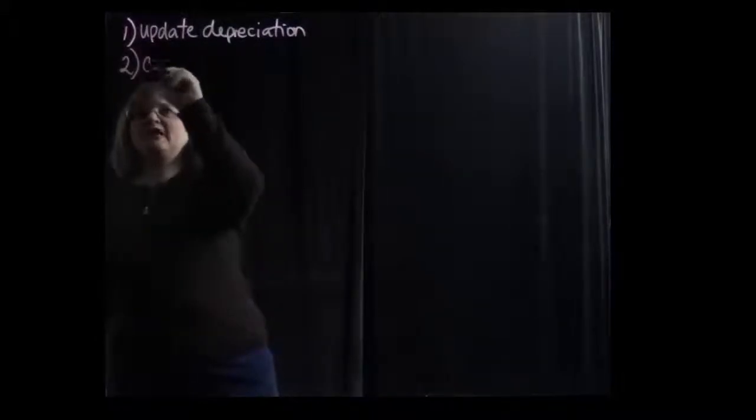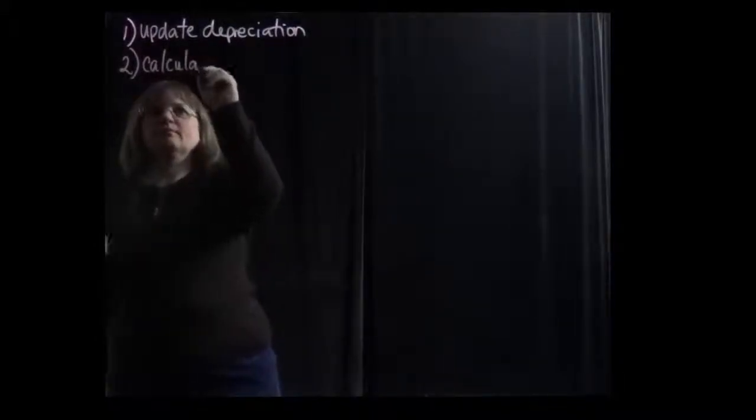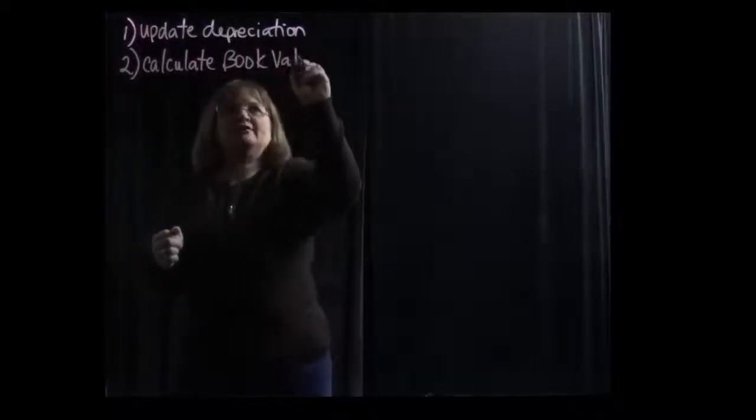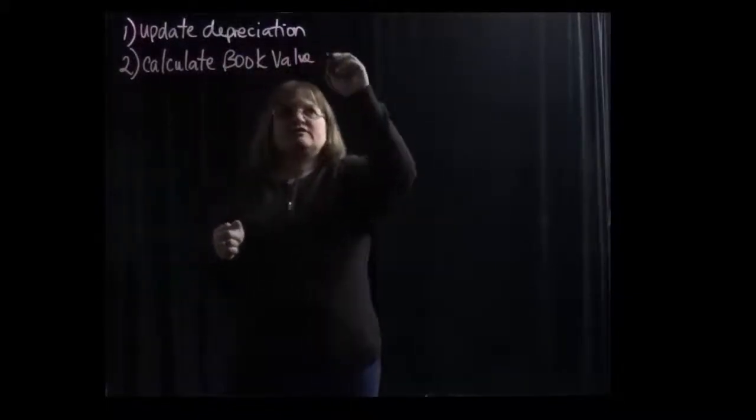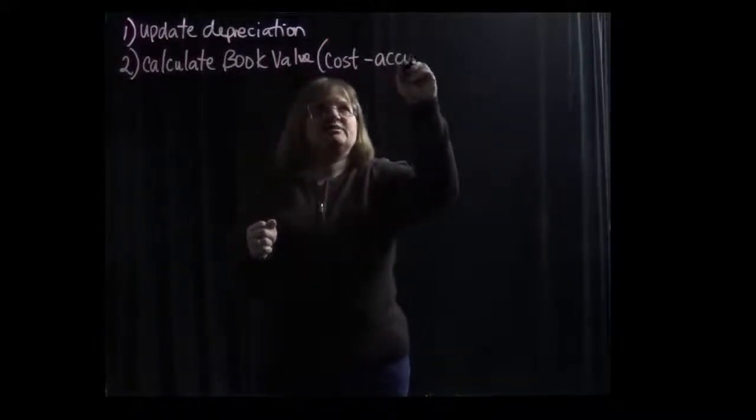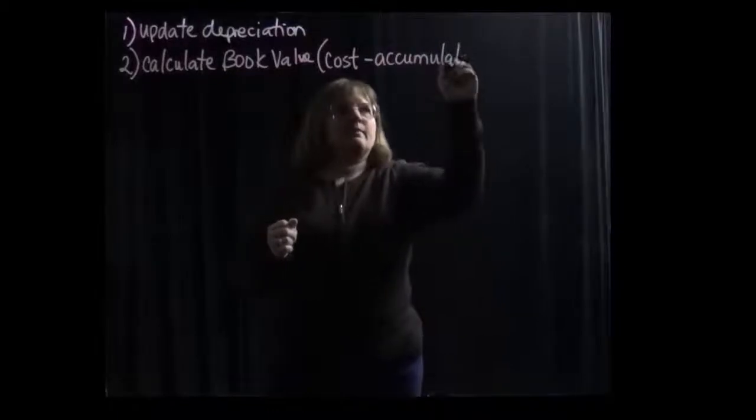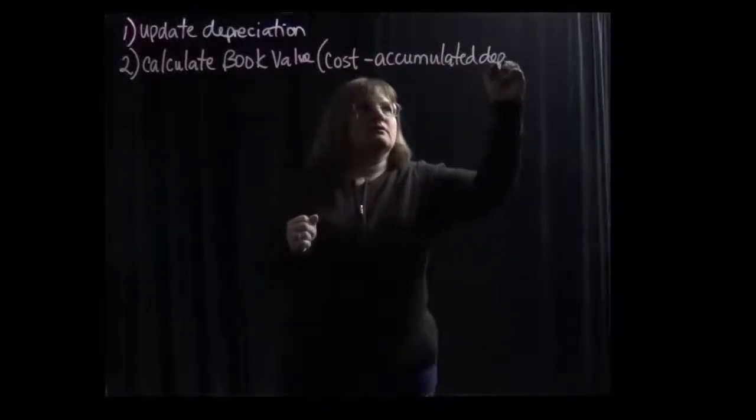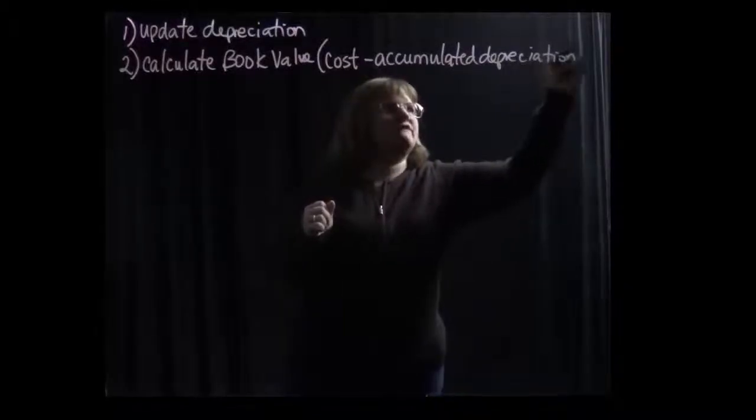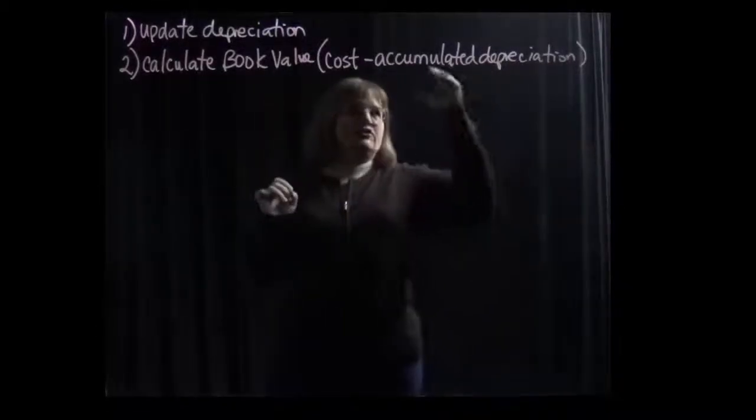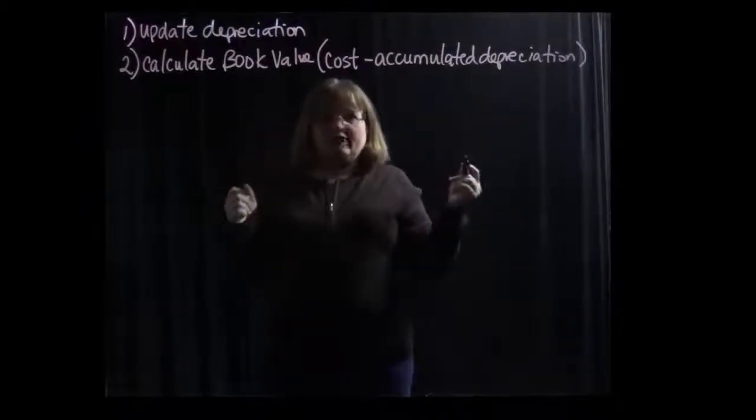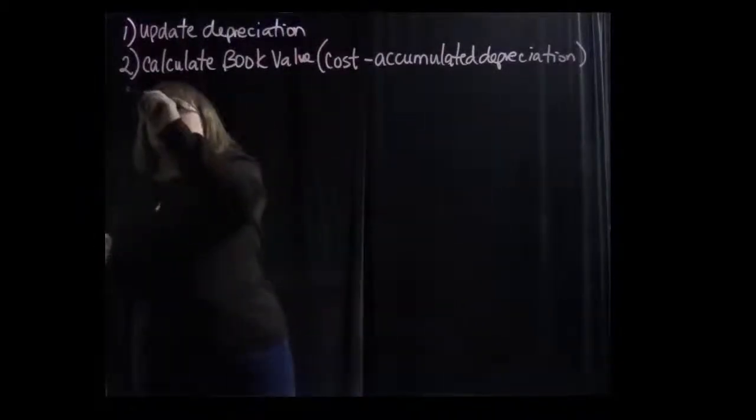Then you're going to calculate the book value of the asset, which is, of course, the cost minus the accumulated depreciation. And that's why you had to update the depreciation first before you do this step, so that the accumulated depreciation is the most accurate number.